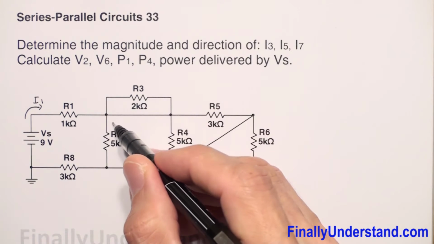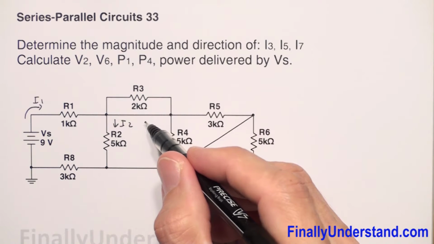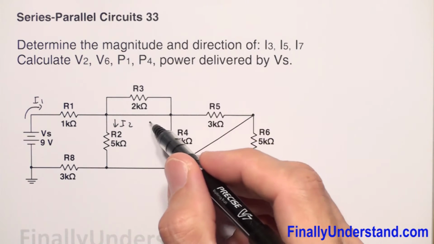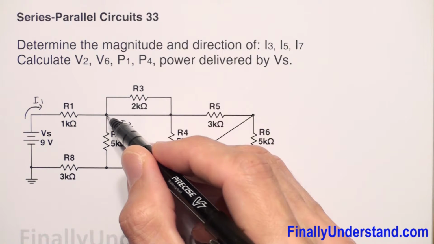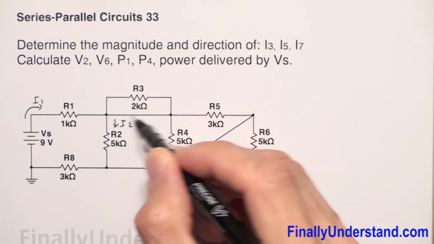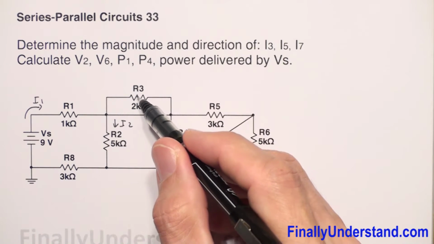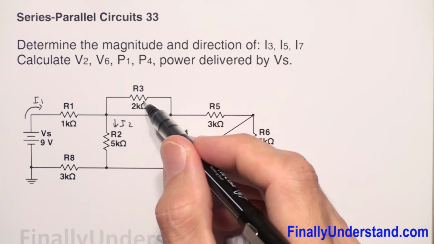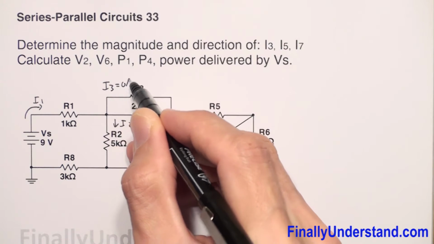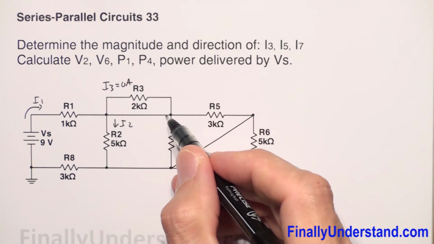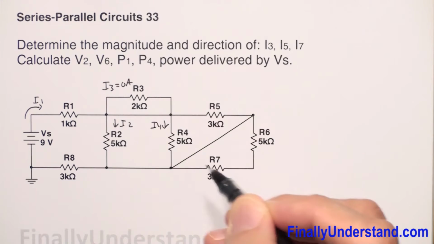I2 will go this way, right? This is going to be my I2. This is going to be my I3. Please notice that resistor R3 is shorted. So current is not going to bother to go through this resistor. So my I3 is equal to 0 amps, because it's shorted. And my I4 is going to go this way.